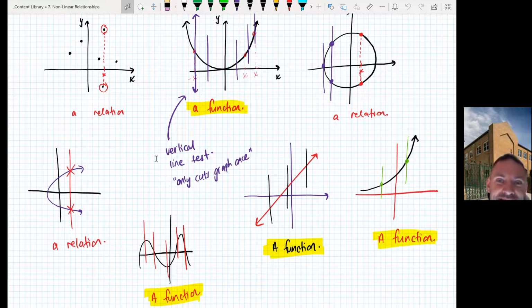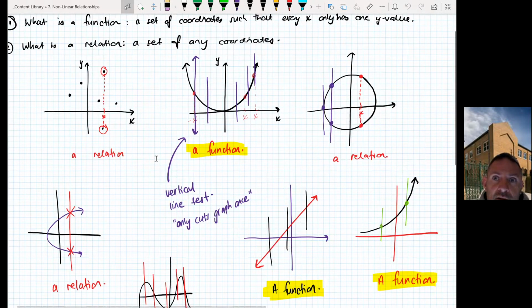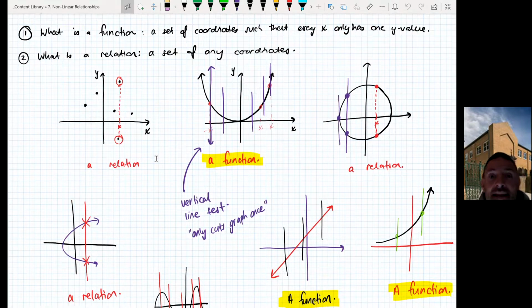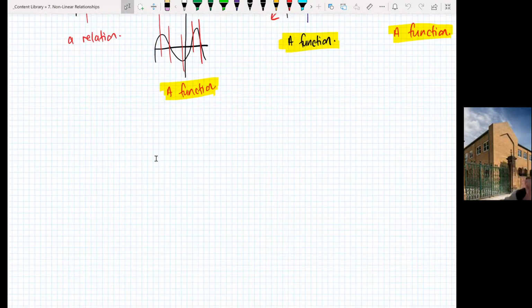Perfect. That's a function. So that's the first part of the lesson: what is a function? It's a set of coordinates such that every x value only has one y value. A relation is any set of coordinates, whether it's a function or not. Now, the next part is probably the more complicated aspect of today, but it's actually not that bad.